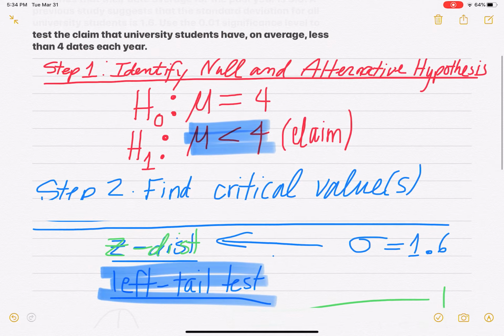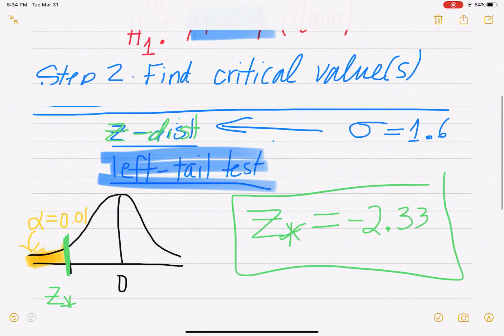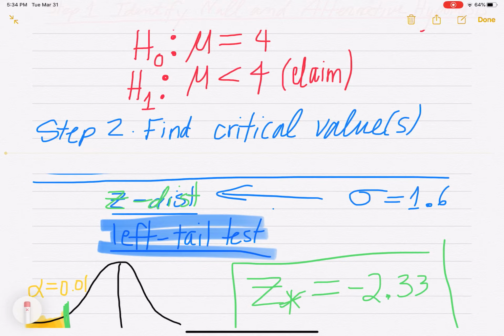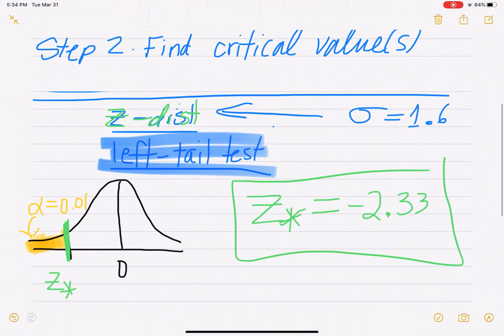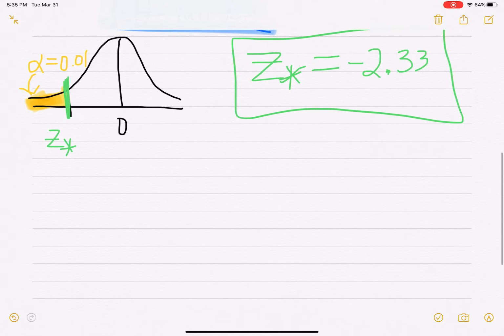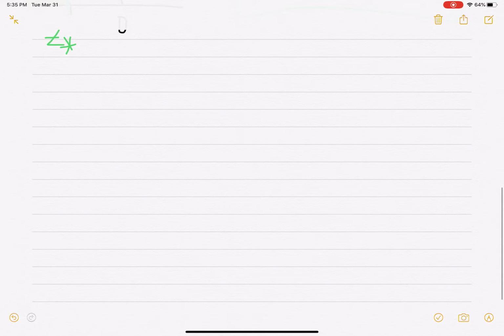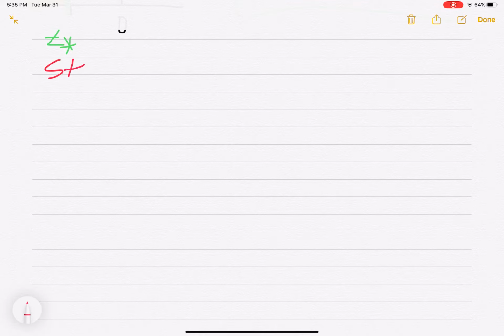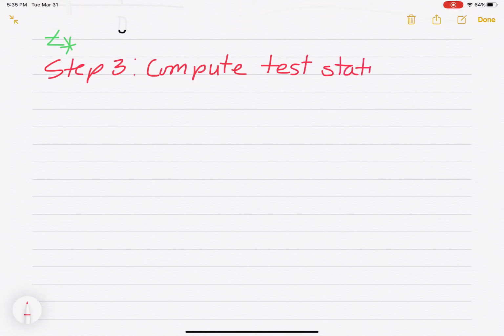All right, so we have our null and alternative hypothesis. What else do we have? We have the critical value, negative 2.33. So the next step, we haven't talked about this step yet. This is going to be step 3. This is finding the value of the test statistic. Step 3: compute the test statistic value. This is where you do all the math.